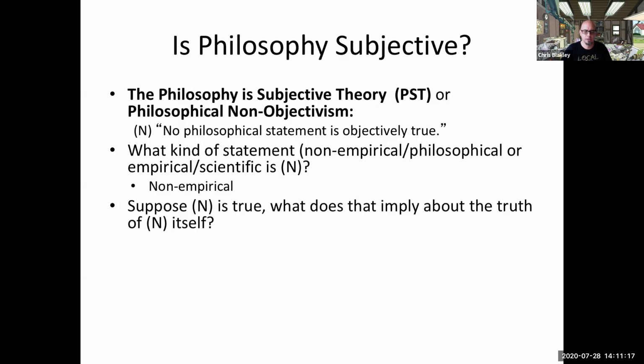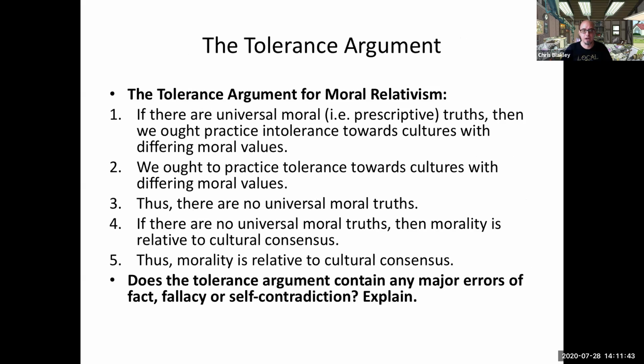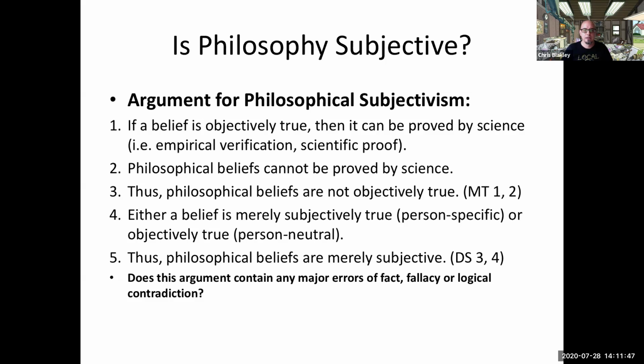So self-defeating, self-refuting, right? Well, if claim N is true, it can't be true because it's non-empirical, and the statement explicitly denies that any philosophical claims, any non-empirical claims, can be objectively true. So it looks like premise 1 is false. It violates the law of non-contradiction. So go back to that argument there. Valid argument form, but premise 1 violates the law of non-contradiction. Since assuming the truth of that claim generated the contradiction, we know that that claim is ultimately false. We have a valid argument, but one that's unsound because it violates the law of non-contradiction.